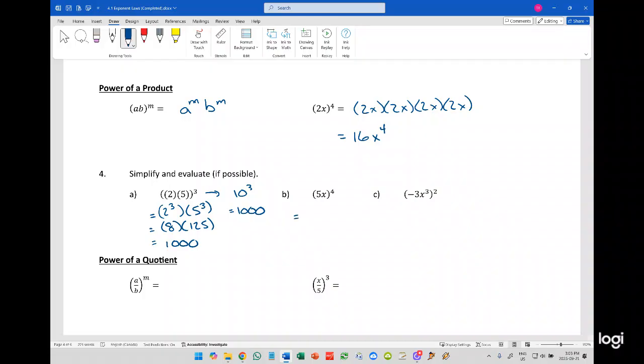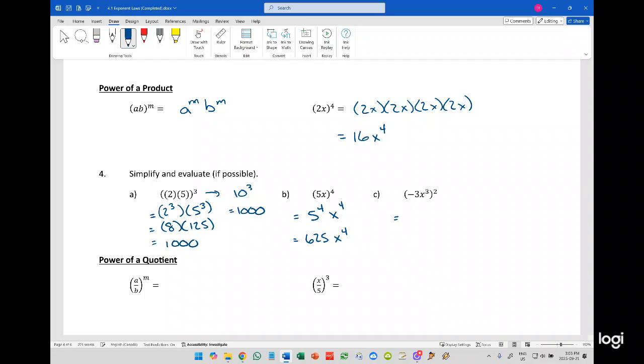Okay, this one I'm going to do 5 to the exponent 4, x to the exponent 4. 5 to the exponent 4 is 625, x to the 4th. We can evaluate the 5 to the 4th. We can't do anything with the x to the 4th because it's a variable.